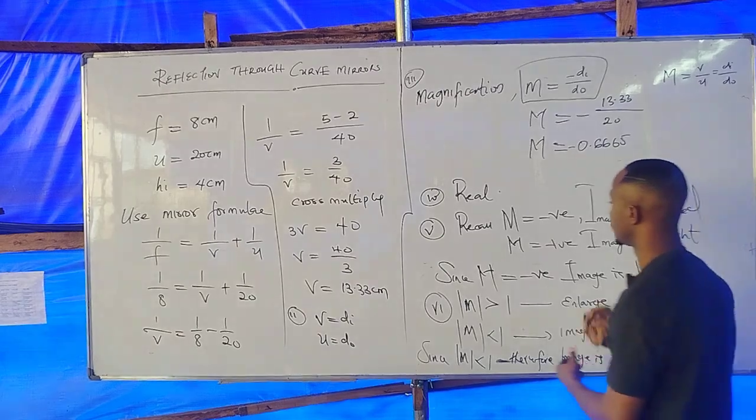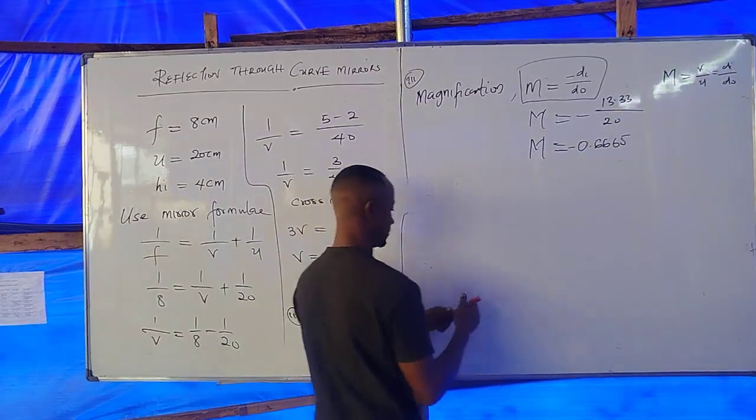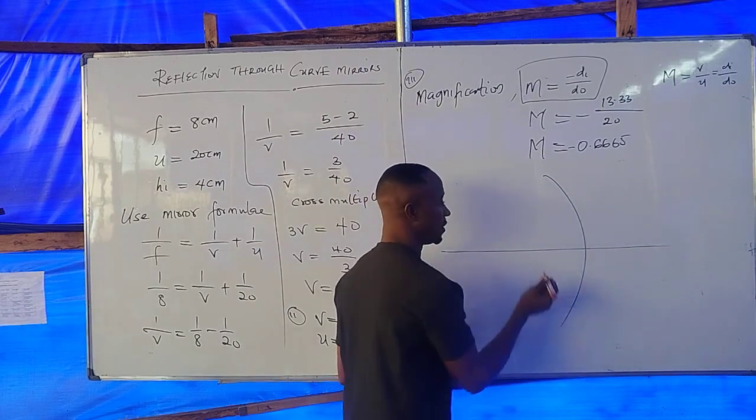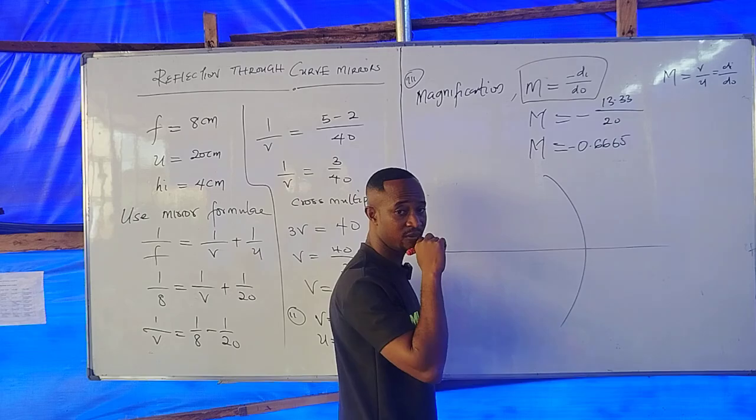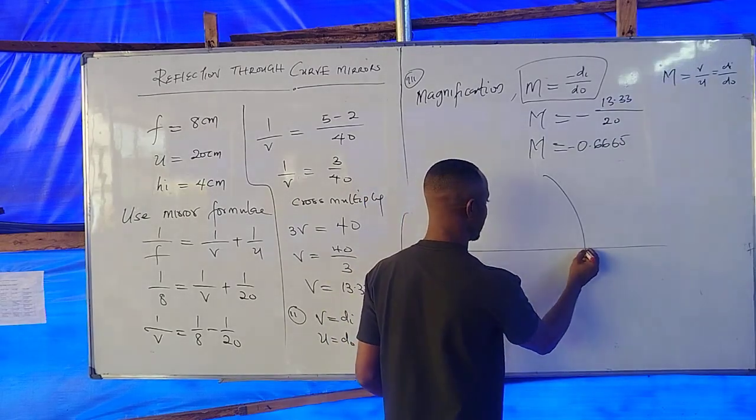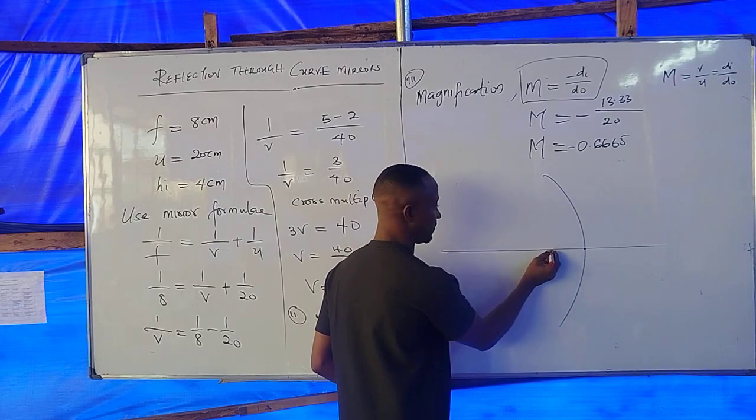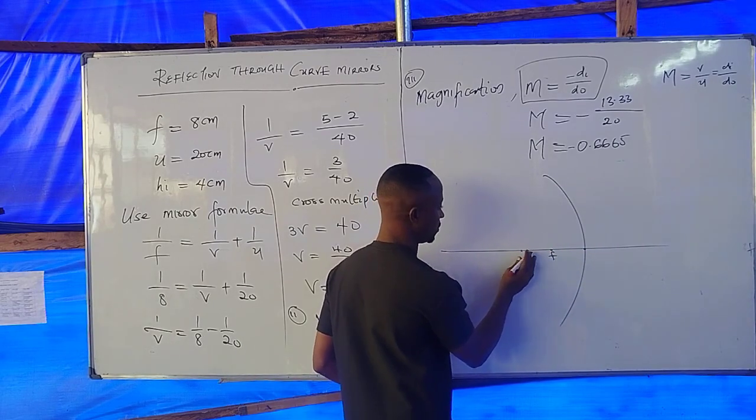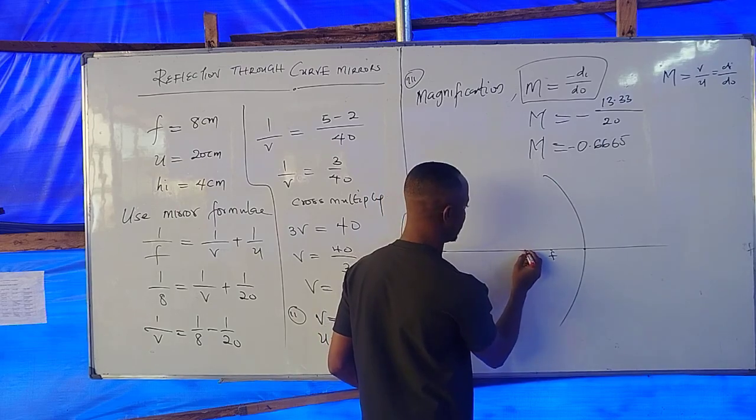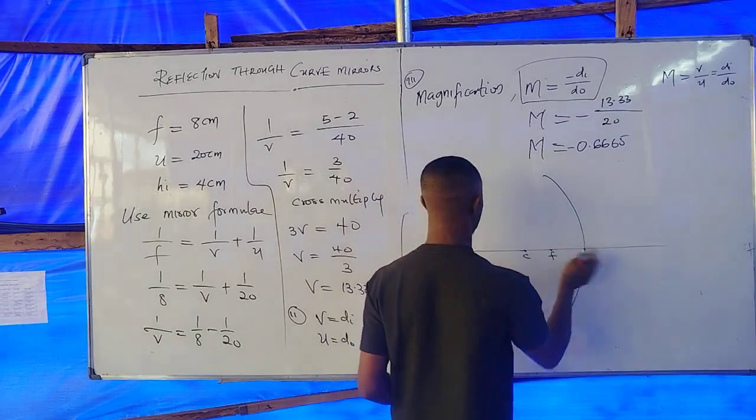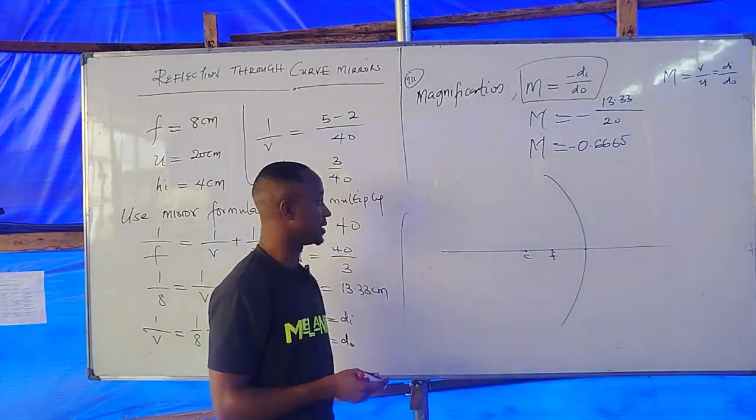Is it not so? Look at this diagram. Please pay attention. What's our focus there? Focus is 8. From here to here is 8. This is my focus. From the focus to here should also be 8. This is my center of curvature, right there. So our radius is about 16 centimeters.